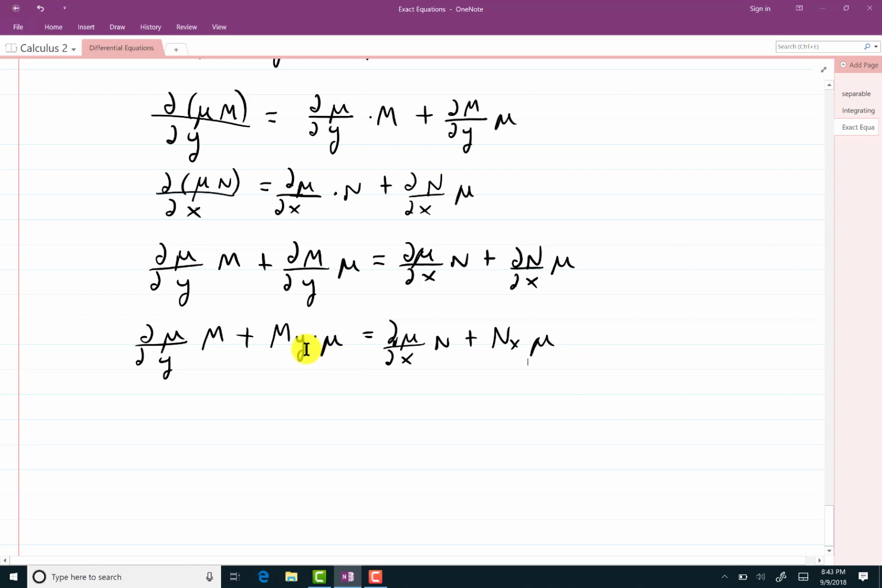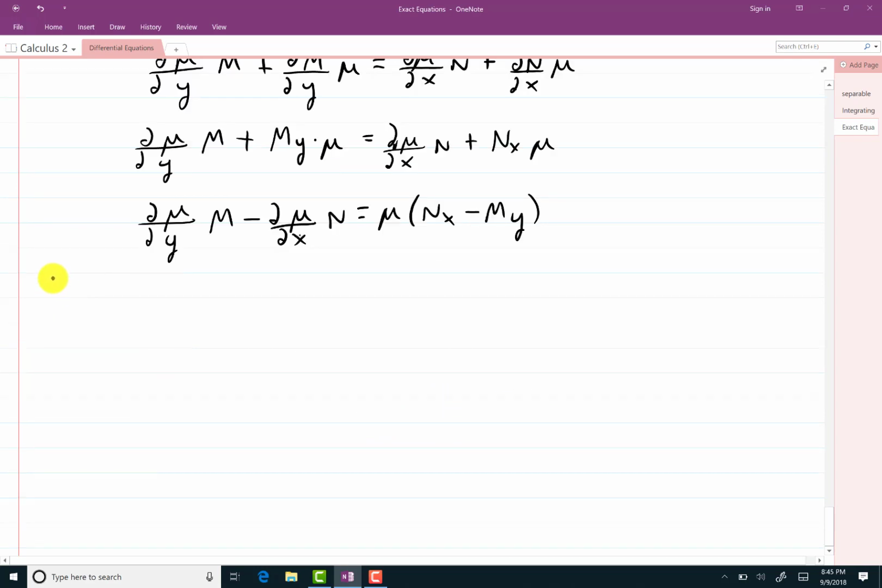So what I'm going to do is take the mu's to one side and take the other stuff to the other side. So what are we going to have here? I'll have the partial of mu over the partial of y times m, minus the partial of mu over the partial of x times n, equals mu times n sub x minus m sub y. Recall, when we do integrating factors, we're going to do something like this.